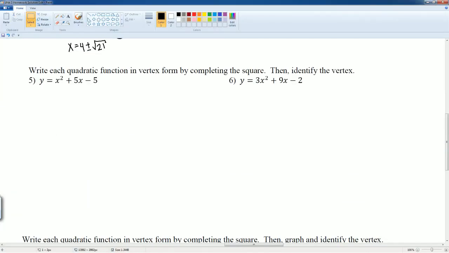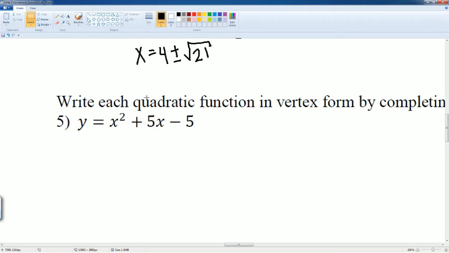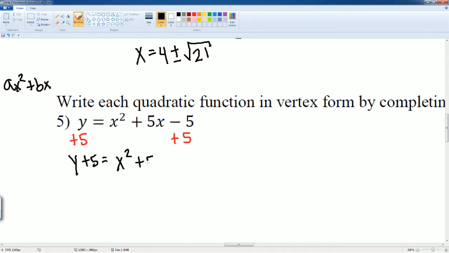All right, let's take a look here. So let's complete the square. Remember, it has to be in that format of ax squared plus bx. So what we need to do is add 5 to both sides. Once we add 5 to both sides, you get y plus 5 is equal to x squared plus 5x. Now let's complete that square.